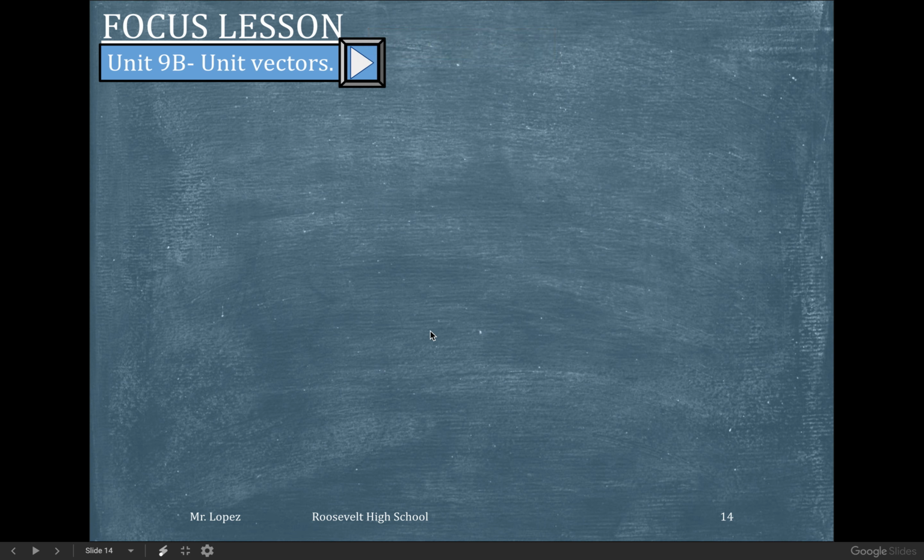Unit 9B, unit vectors. What is a unit vector? A unit vector is a vector that has a length of 1. So how do you calculate a unit vector for any vector? Well, you have to divide that vector by its magnitude.